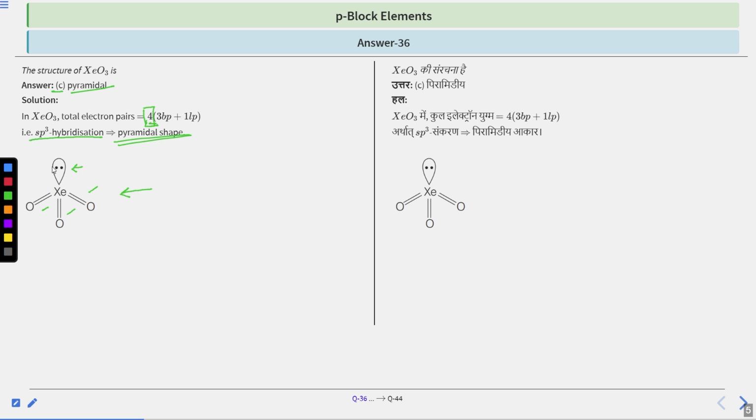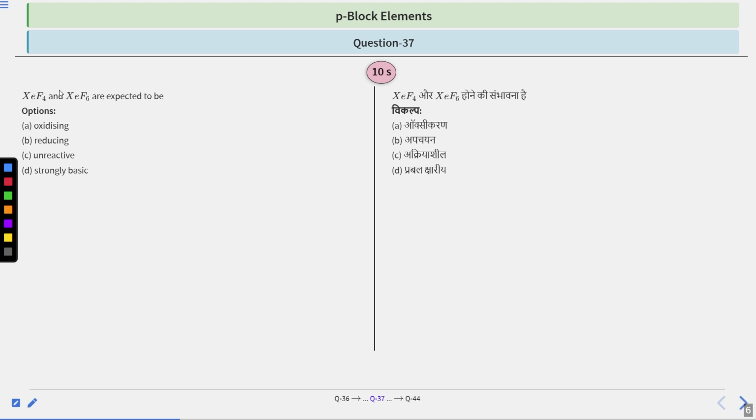You can see this in this diagram. That's why it has sp3 hybridization and the shape will be pyramidal for sp3 hybridized compounds. And thus option C, that is pyramidal, is the correct answer. Okay, let's move to the next question. Question number 37.